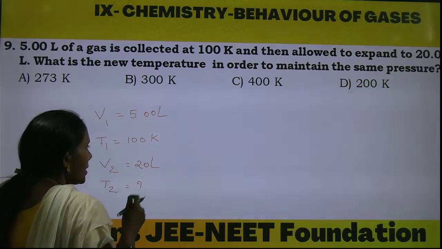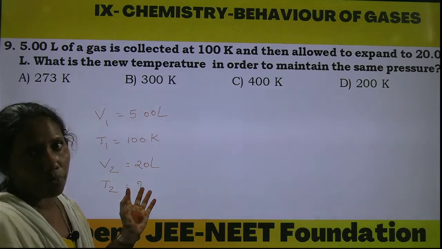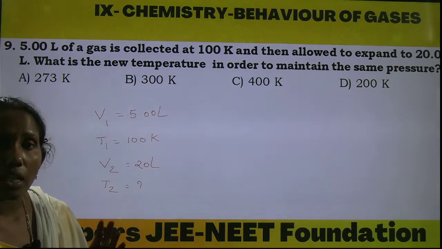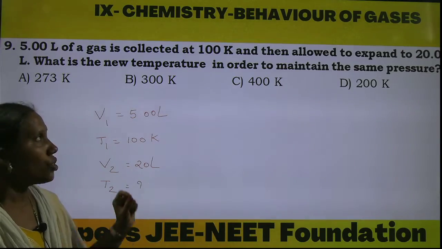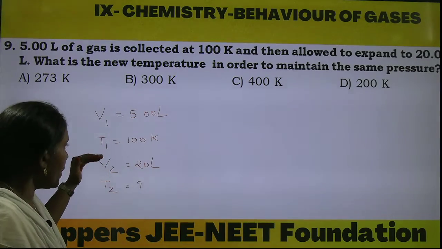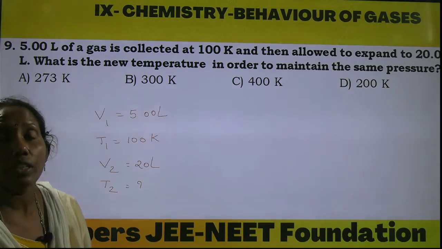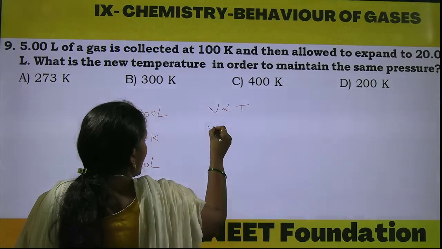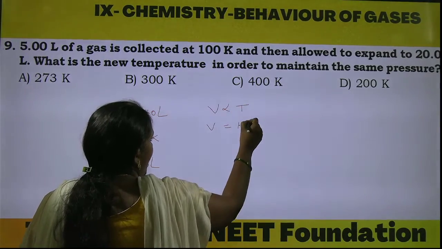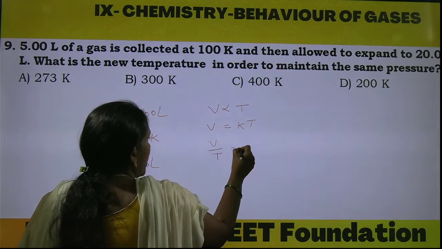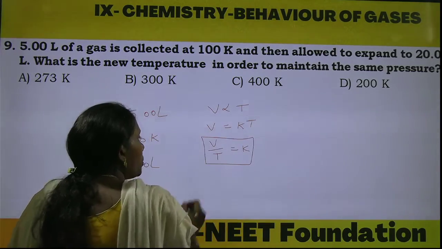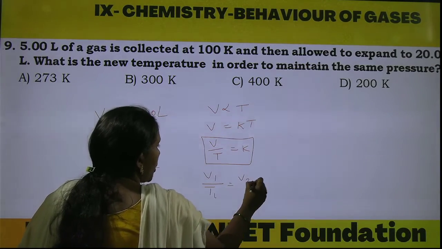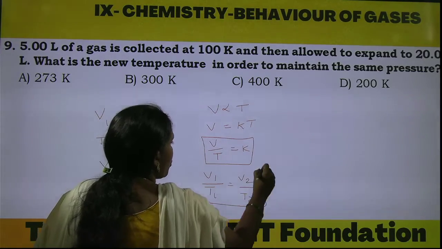So it is the relation for Charles law. At constant pressure, what is Charles law? At constant pressure, volume is directly proportional to its temperature. So V1 is given, T1 is given, V2 is given, and he is asking to calculate T2. What is the relation for Charles law? V proportional to T, V equal to some constant K into T. So V by T equal to K. Then at two different temperatures or volumes, V1 by T1 equal to V2 by T2. This is the formula we are going to use here.